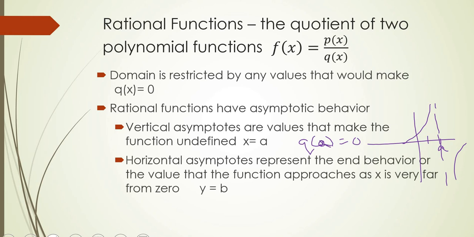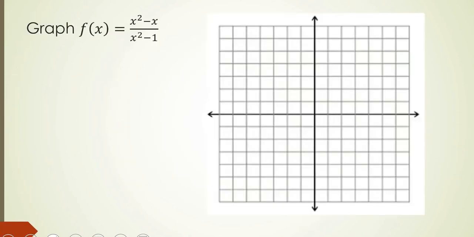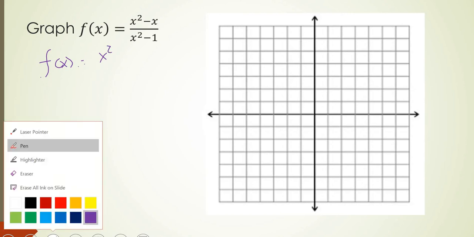Horizontal asymptotes represent the end behavior or the value that the function approaches as x is very far from 0. So horizontal asymptotes look something like this, and as I go out and out really far to the right from 0 or really far to the left from 0, I would approach this b value, and that would be my horizontal asymptote. I know you've worked on this before. So let's graph this. First thing I want to do is simplify, and we may be adding something a little bit new into this for you. I'm sorry, let me factor this numerator.